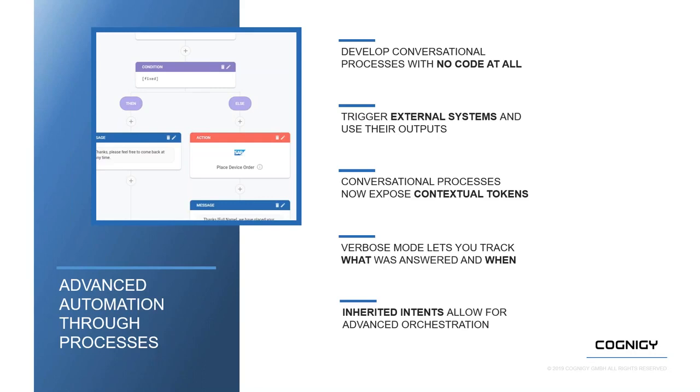In a previous version, you still had to know how to write very simple JavaScript to make conditions. This is no longer the case. You can now use the tokens that we've just seen. And from within these, you can now trigger external systems. You could do that previously as well, but what you can do now is define inputs to these external systems, and the external systems themselves can define the outputs they will give you.